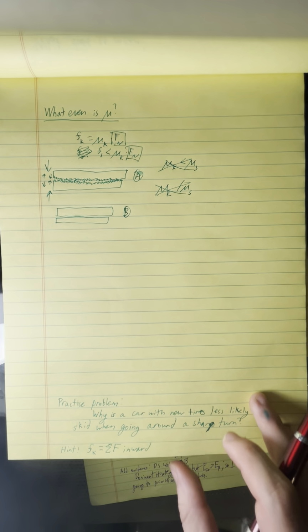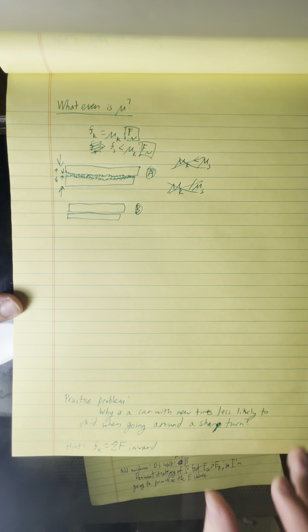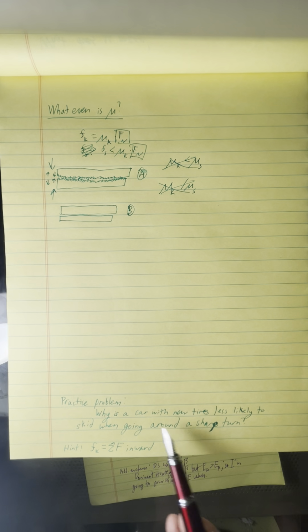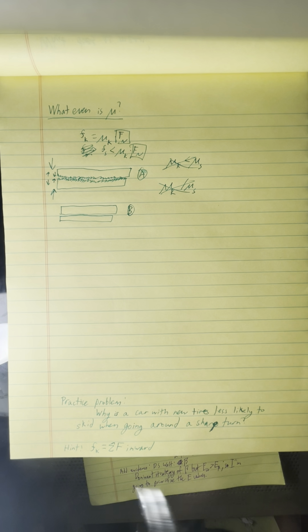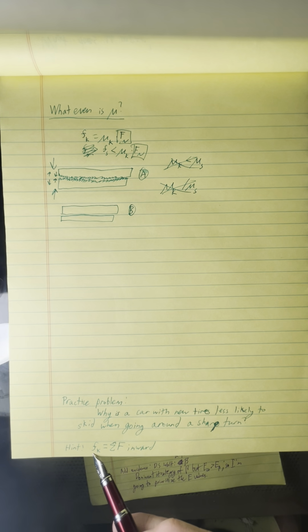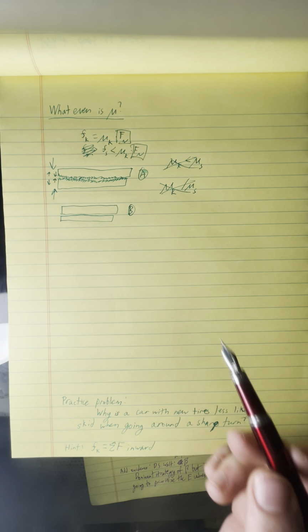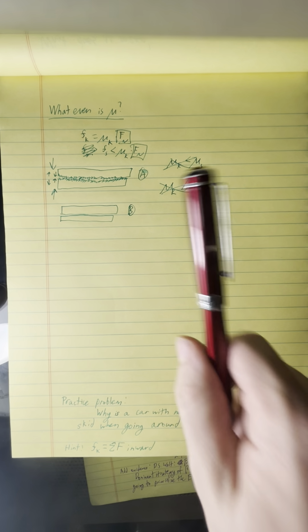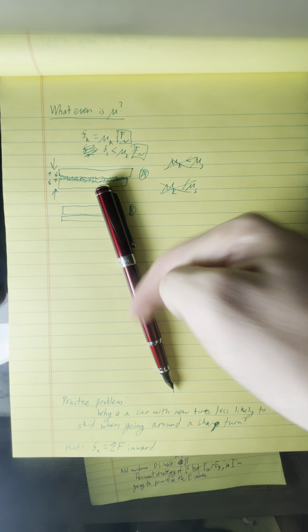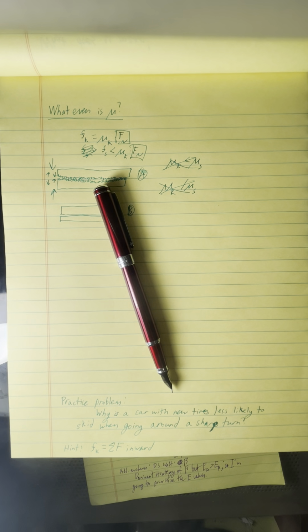Just quickly for our practice problem: why is a car with new tires less likely to skid when going around a sharp turn? And a hint: the force of kinetic friction is equal to the net force inward on a circular turn. So leave the answer in the comments, and who knows, maybe I'll respond to one, maybe not.